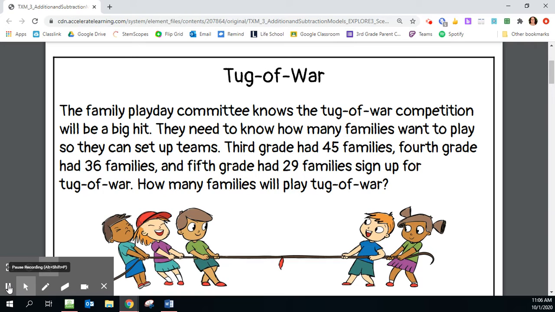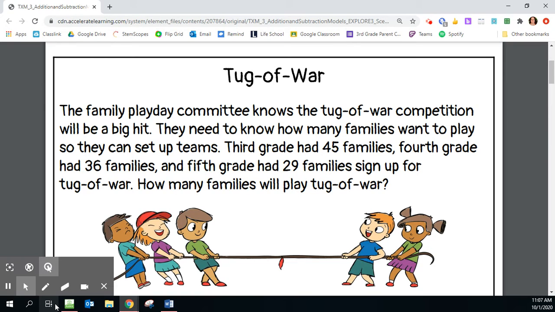Okay, so you're saying third grade, fourth grade, and fifth grade. How many grade levels is that? Three. So we have 3 grade levels that we're looking for. And we want to know how many families have actually signed up. So we need to do what? Are you going to add or subtract to figure this out? Samuel? Add. How do you know that? Because we're missing the whole, so we have to add. Yeah, we're missing the whole.